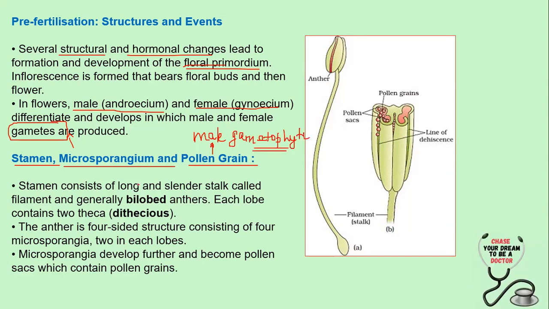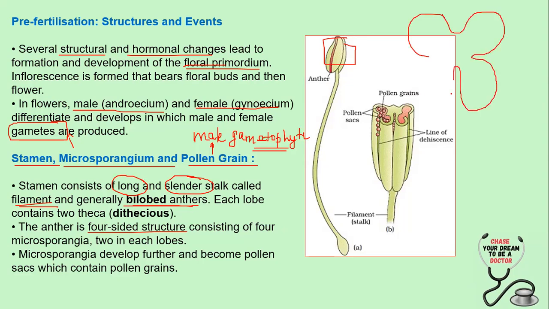Okay, so the stamen consists of, as I've already mentioned, a long and slender stalk-like structure called the filament, and a bilobed structure called the anther. The anther is actually a four-sided structure. So guys, when you cut this anther, that diagram is also mentioned in the NCERT, you will get a structure like this, where you study the four wall layers using this diagram, right? So this is actually the structure.